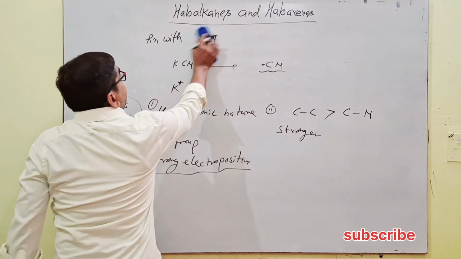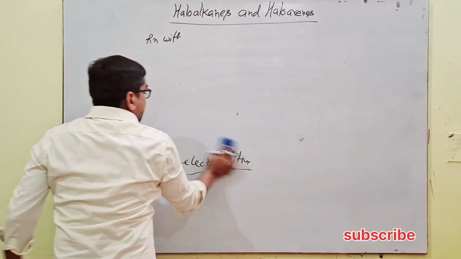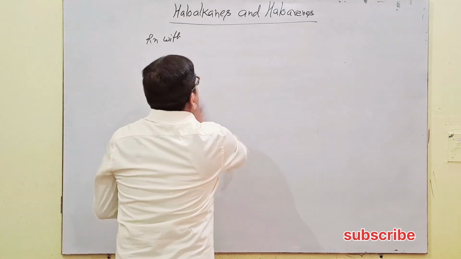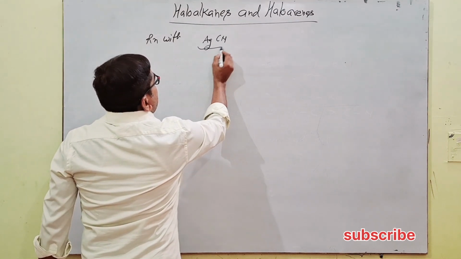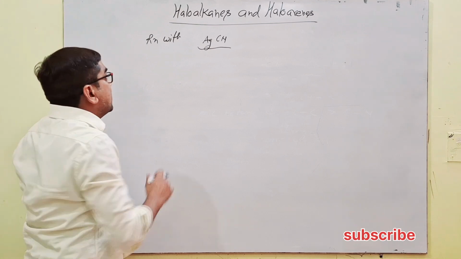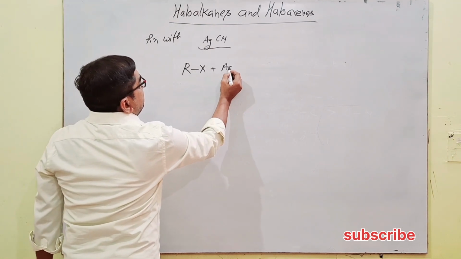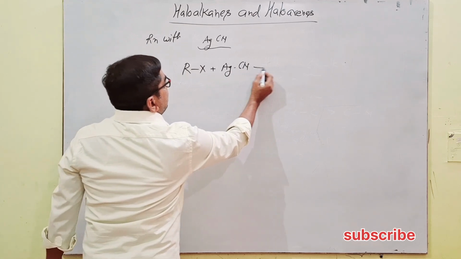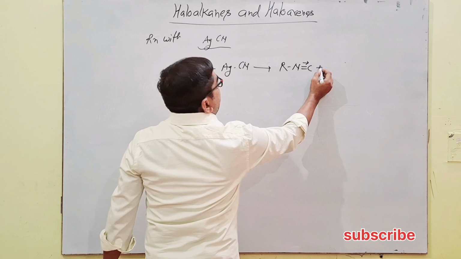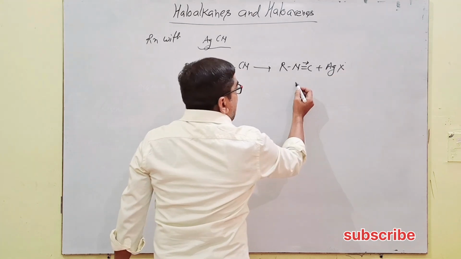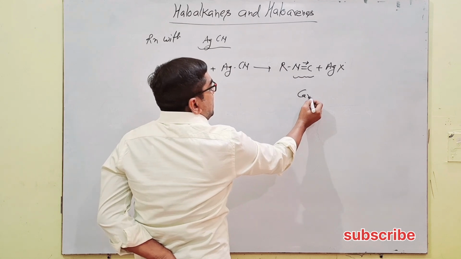Next is reaction with AgCN, silver cyanide. Silver cyanide reacts with RX, formation of RNC with AgX. Isocyanide is formed, also called carbylamine.